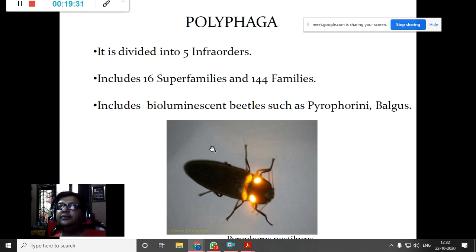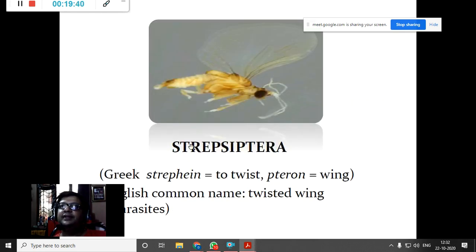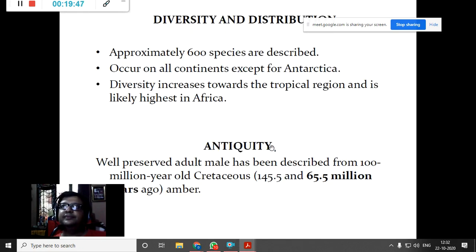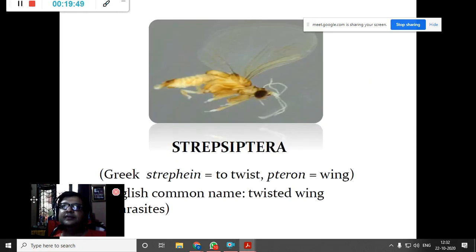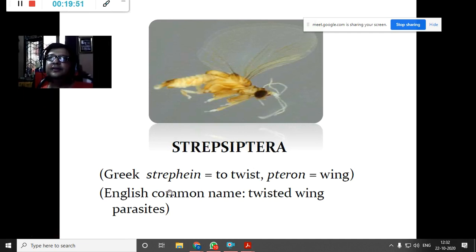Okay, they emit some light, these beetles. Then you have the Strepsiptera. This particular order, it means to twist, the wings are twisted. English common name is twisted wing parasites.